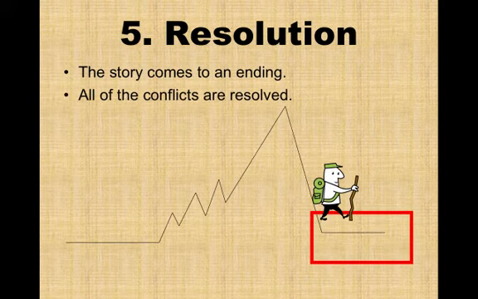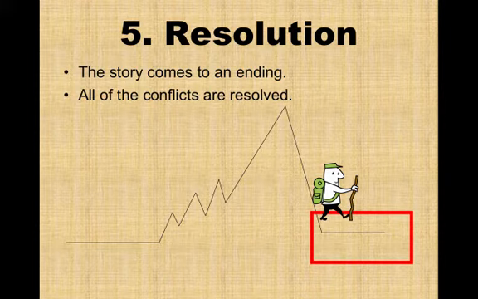Last part of the plot diagram is the resolution. So it is the ending, but the big grown-up term is resolution. So the story comes to an ending and all of the conflicts are resolved. Woot woot! Yay for happy endings. However, they are not all happy endings. A story can end and a problem can be resolved in a way that is not satisfying to readers. If a story does not have a resolution, it is known as a cliffhanger, which you might have heard of in the past. For the purpose of our phrase that pays, that you need to know for tomorrow, that's what it is, cliffhanger.